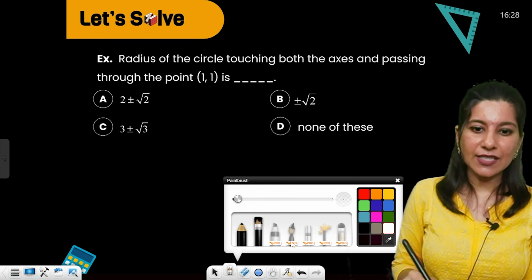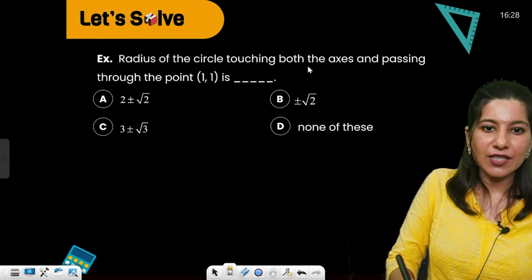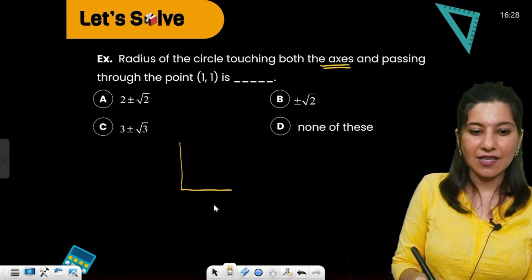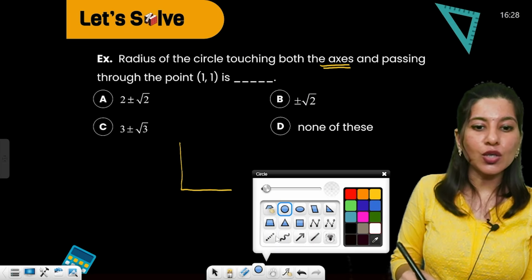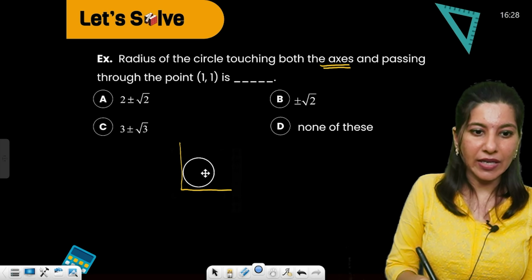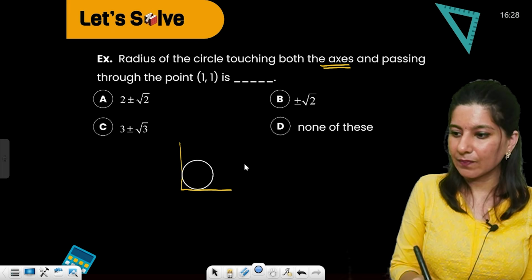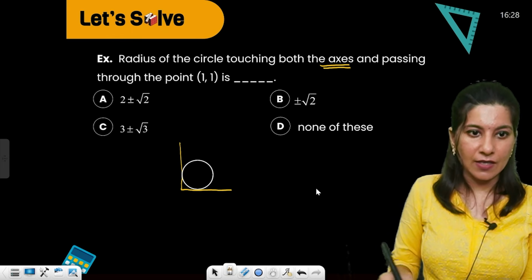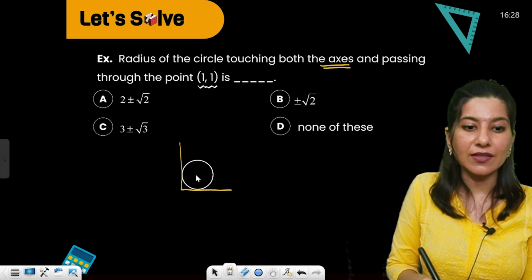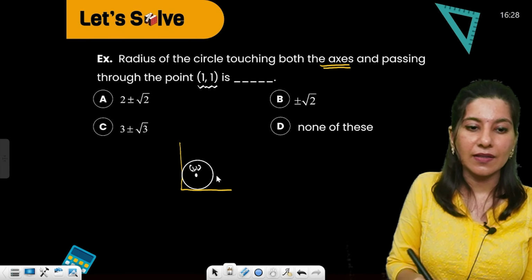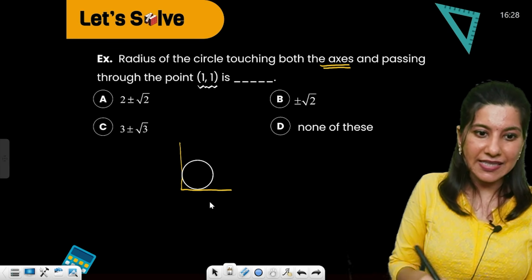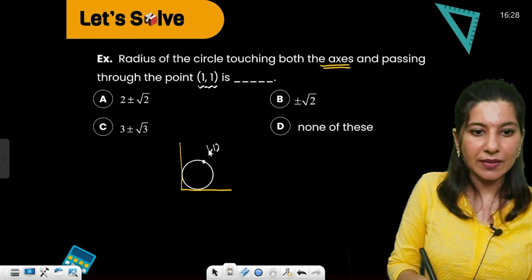Now, let us do one question on this. Radius of the circle touching both the axes. Now, the general case: obviously, every time I'm not going to draw those 4 circles, but in my mind, I will figure out that there can be 2 circles. So, radius of the circle touching both the axes and passing through the point 1, 1. So, this is your 1, 1. The center we don't know, right?